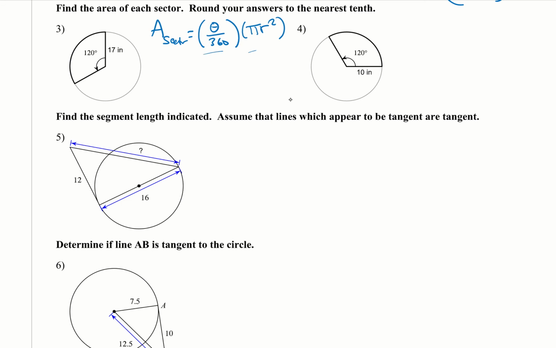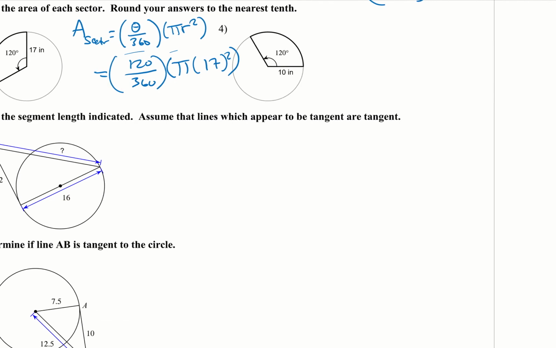However, we can just use this formula. It's given in degrees. We got 120 over 360 times pi r squared, and then r is 17, so 17 squared. Okay, I'll leave it to you guys to do the calculation there.